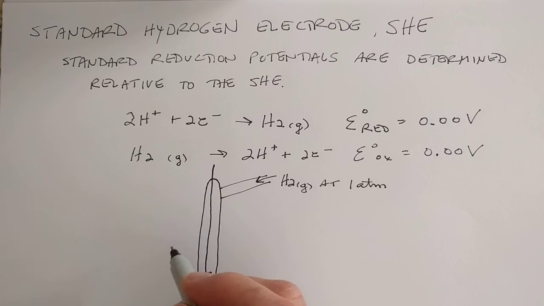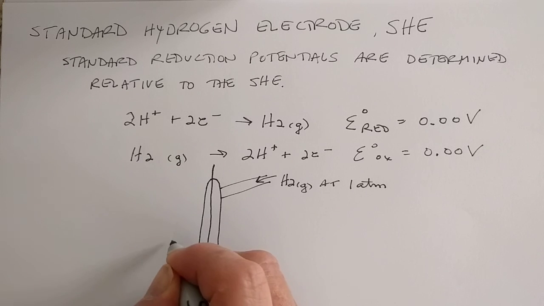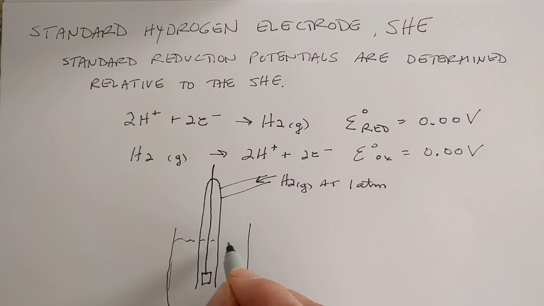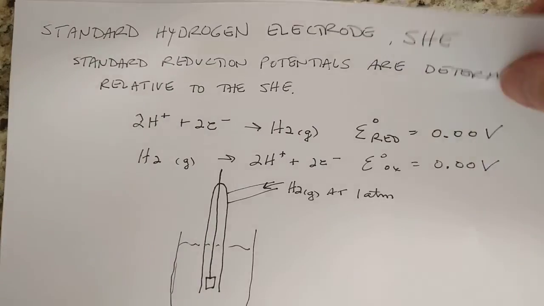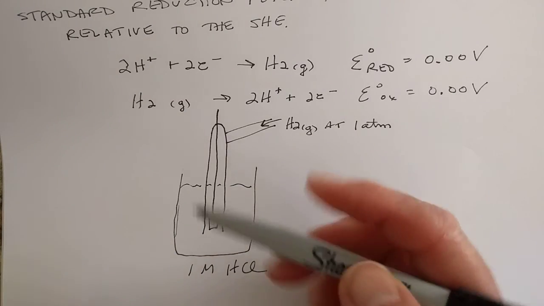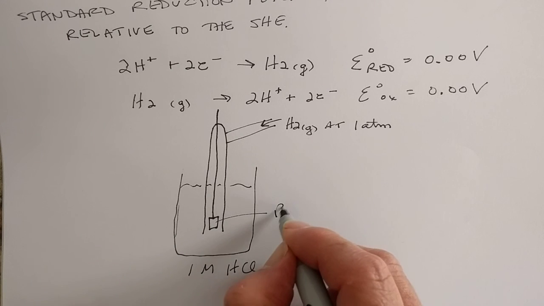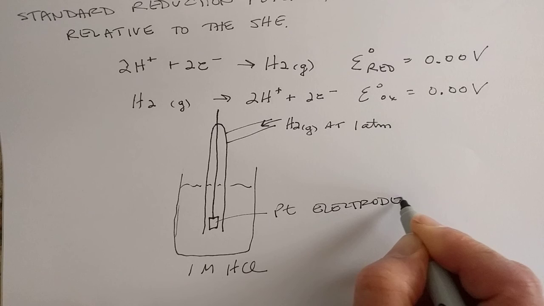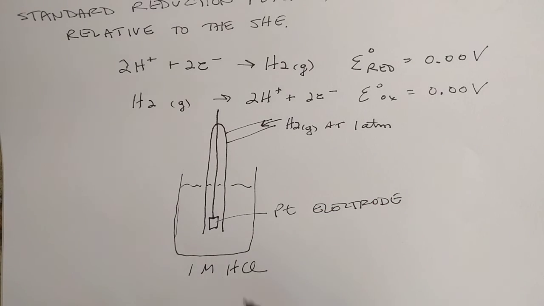And then if we're in our beaker, our solution, so up here we have hydrogen gas, and in our beaker we have to have 1 molar H plus, so it might be HCl or some other acid. So this right here is our platinum electrode. And then we got the hydrogen gas and hydrogen ions.